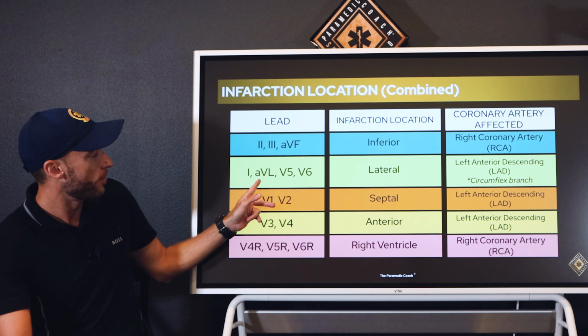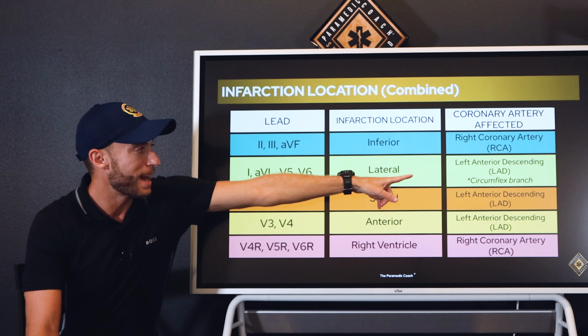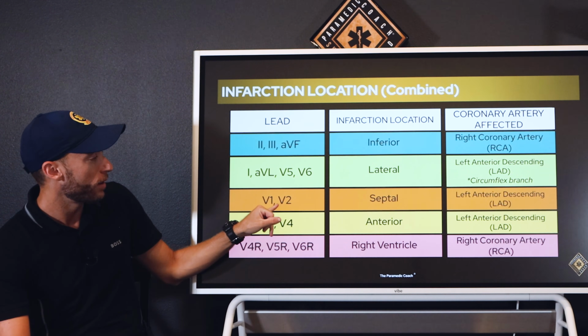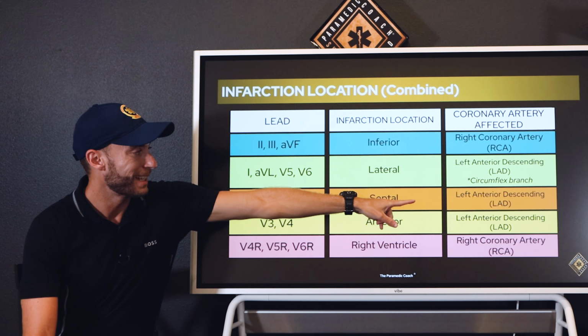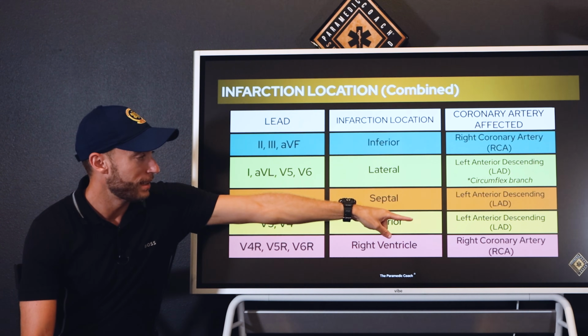Lead 1, AVL, V5, V6, that's lateral. That's going to be the LAD, the circumflex branch of the LAD. V1, V2, septal, that's the LAD. V3, V4, anterior, the LAD.